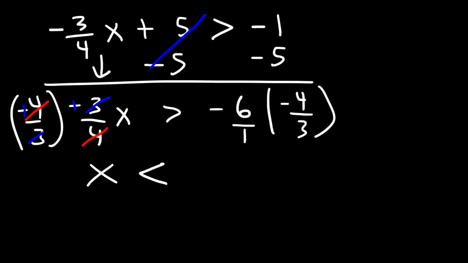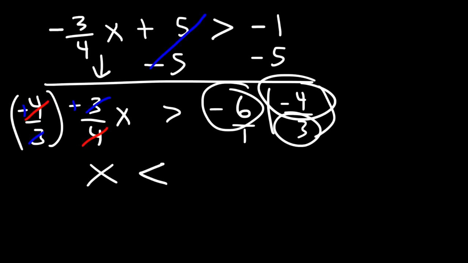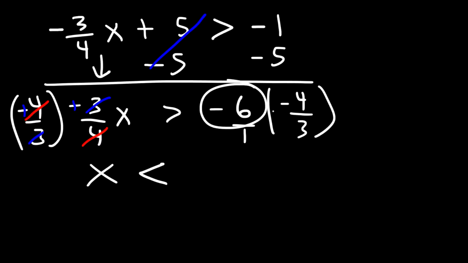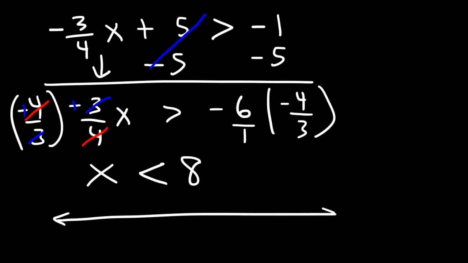Now, on the right side, we have negative 6 times negative 4, which is 24, and 24 divided by 3 is 8. Or you could divide first, then multiply. Negative 6 divided by 3 is negative 2. Negative 2 times negative 4 is still positive 8. So the answer is that x is less than 8.